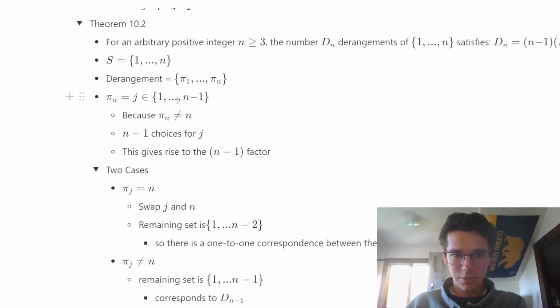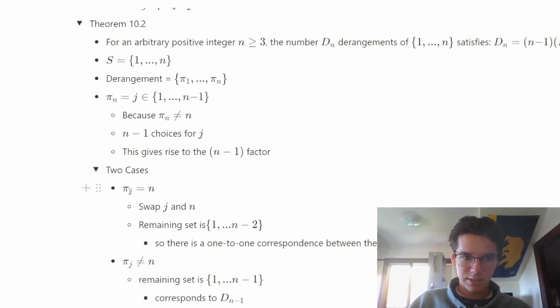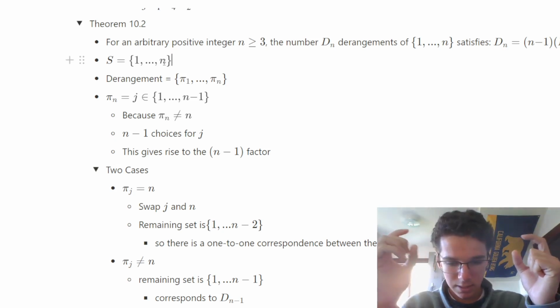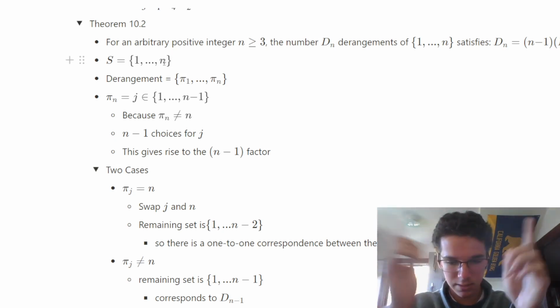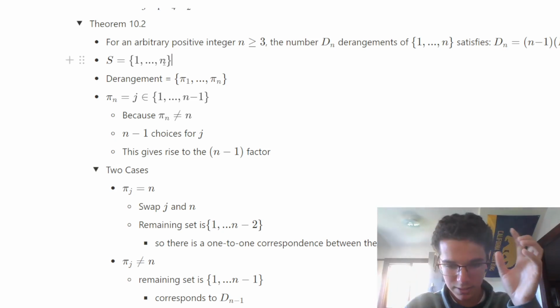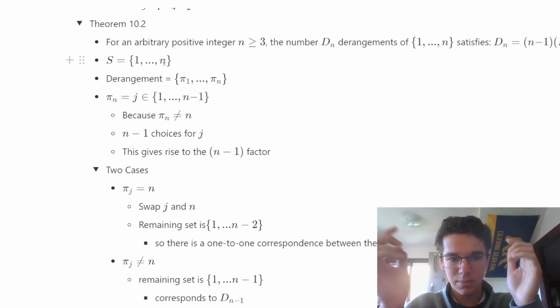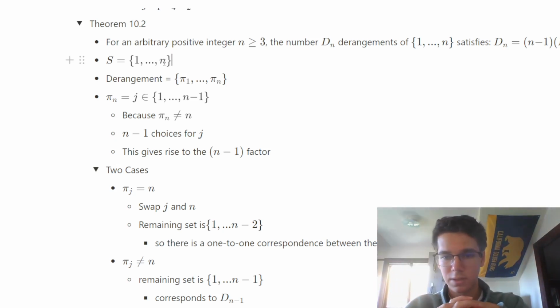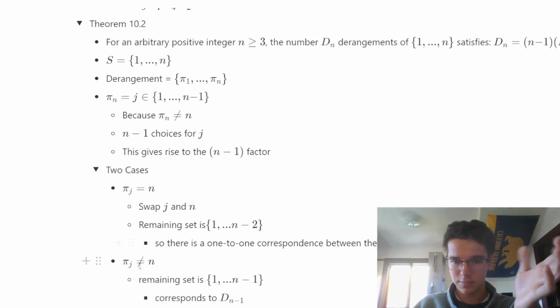So we take one of those numbers between 1 and n minus 1, and now we're going to say the jth term in the set of derangements, it is possible that it's equal to n. And if that's the case, then we take the original set and we can swap the nth term and the jth term. Then with the rest of the elements, we have n minus 2 possible ways to create derangements. So for the rest of the elements, we have d sub n minus 2.